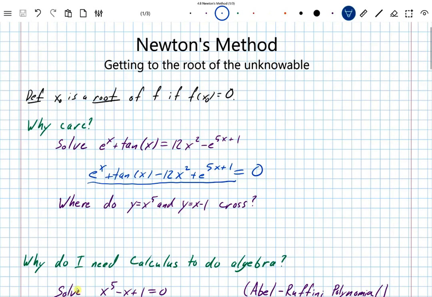There's maybe a different way I could phrase questions that look like this. Where do y = x^5 and y = x - 1 cross? If I wanted to find where those two curves cross, it would really just be a matter of asking, when does x^5 equal x - 1? And that's going to happen exactly when x^5 - x + 1 = 0. If you want a challenge right now, see if you can figure out where those cross, or what number it is. It is a lot harder than you might think at first.